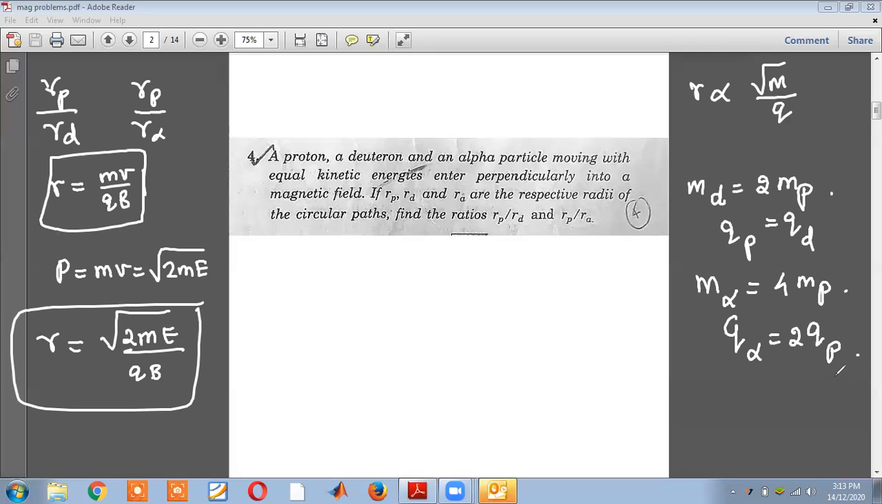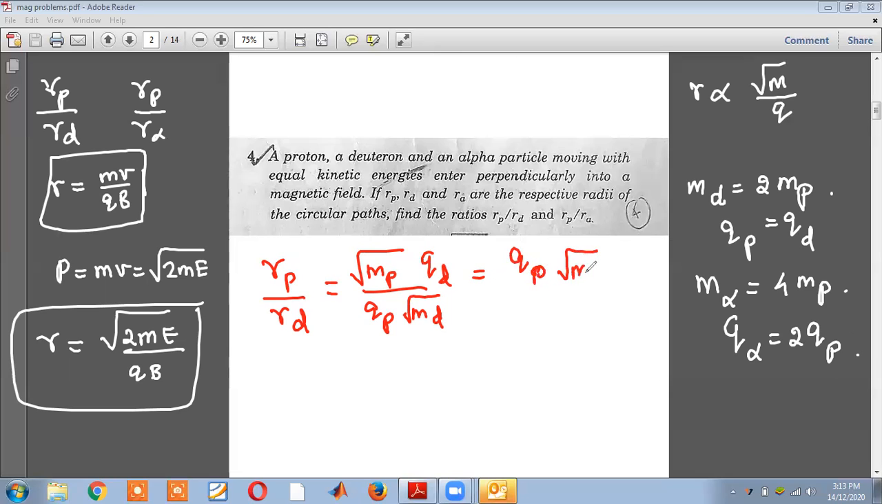So these are the information we know. Just substituting back, we can get the answer. So RP by RD is MP divided by QP over MD divided by QD. So we got MD in terms of QD, which is nothing but QP divided by QD times the root of MP divided by QP. This turns out to be root 2MP. So let me cancel these terms. RP by RD turns out to be 1 by root 2.